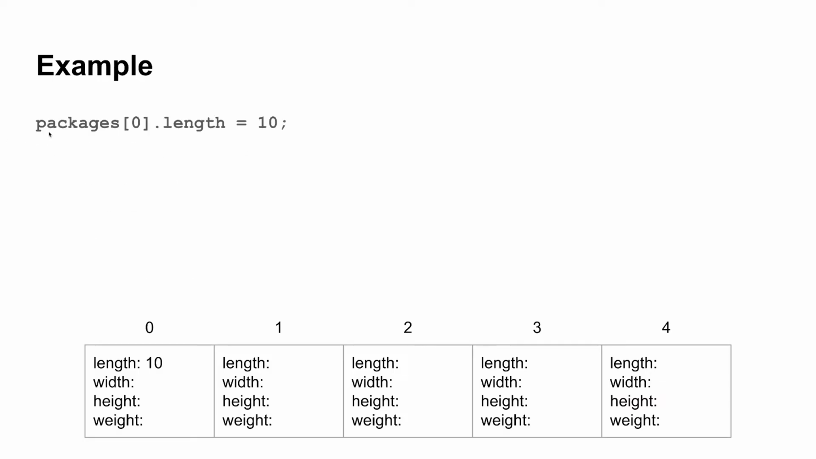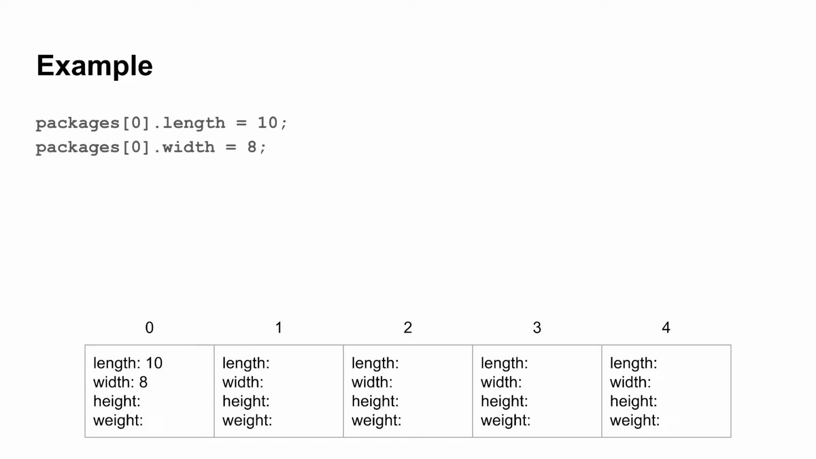If you wanted to fill this packages array with data, you would first need to call an index of that array. We will just call 0 for this example, and then an attribute at that index and set it to some value. So here we are setting the length to 10, and you see down here at index 0, we get a length of 10.